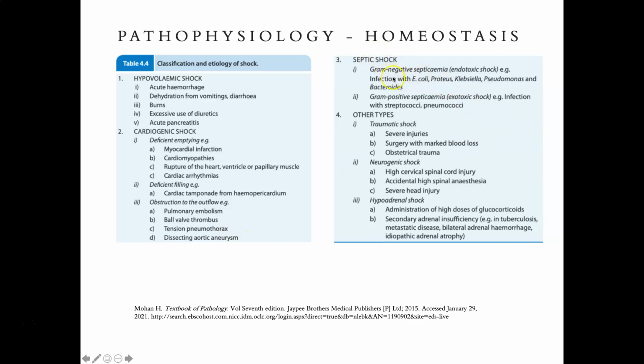Whereas with septic shock, you're looking for infection. Traumatic shock, you're looking for severe injuries or trauma. Neurogenic shock, you're looking for something that involves the brain, spinal cord. So I think these are good to know, especially if you're going to be doing coding.